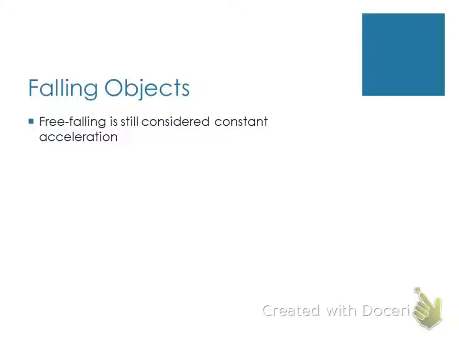Does anyone know what the constant acceleration might be in the vertical direction? If something's falling through the air, what is it that keeps it moving in the downward direction? Gravity. Okay? So the constant acceleration here is because of gravity.